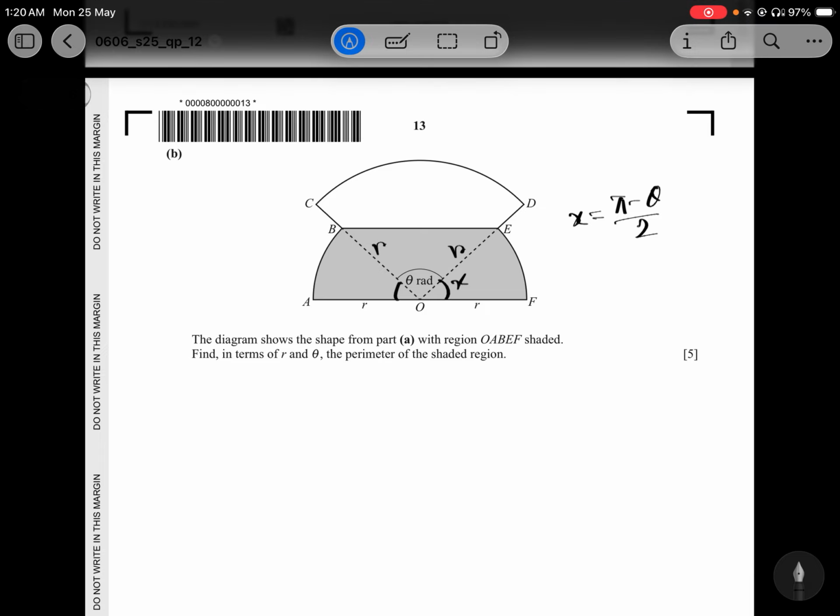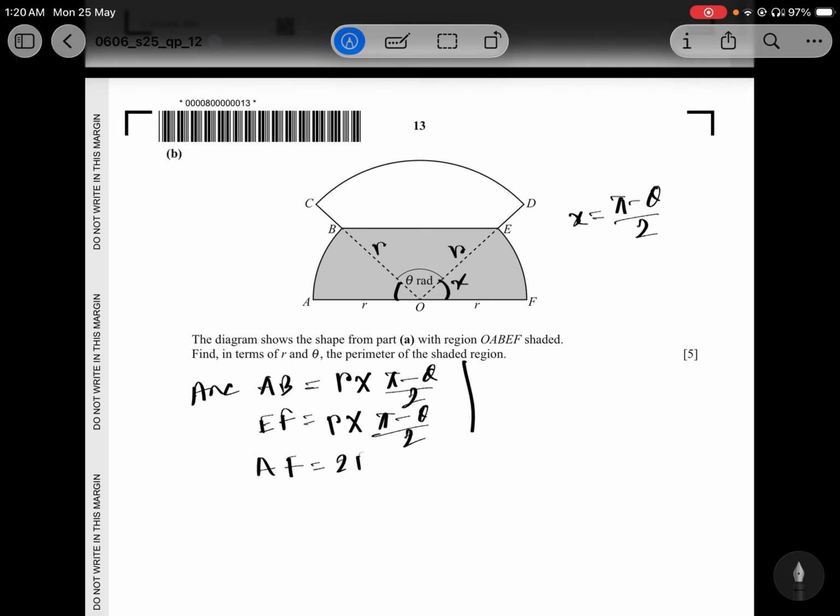Now the arc AB is r into pi minus theta over 2. Same thing for EF. AB and EF done. A to F is 2r, done.